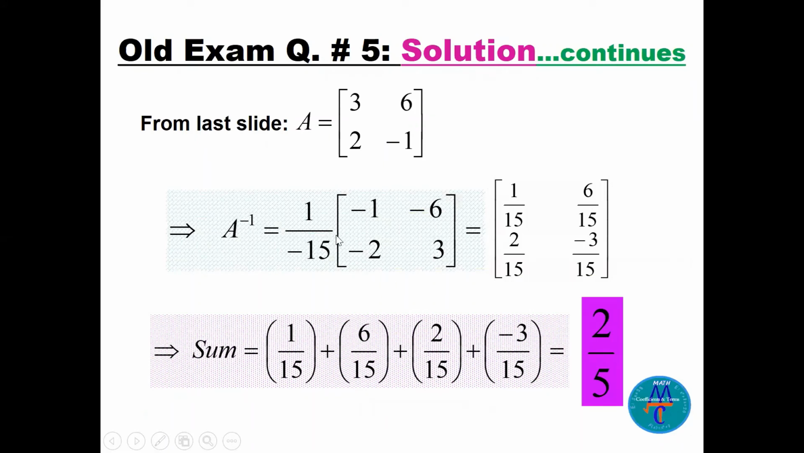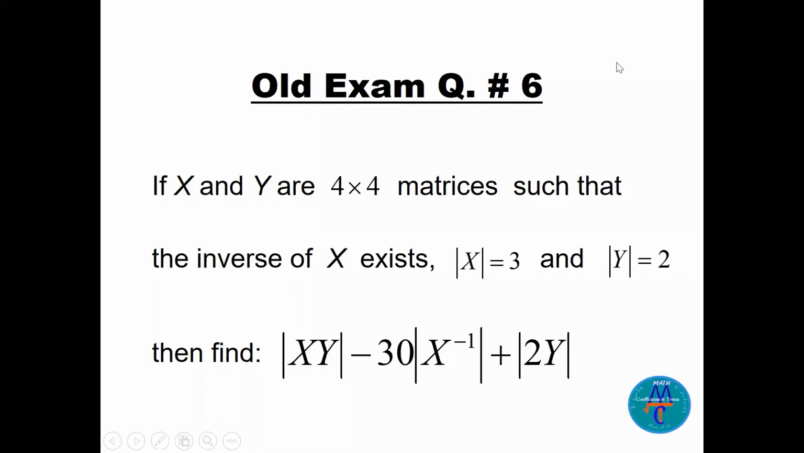There is a formula for the inverse: 1 over AD minus BC, you know that formula. Then you interchange these numbers, multiply minus 1 and 3 by minus 1, and multiply by the scalar minus 1 over 15. This is the inverse. Now you add 1 over 15, 6 over 15, 2 over 15, minus 3 over 15. The answer is 2 over 5.